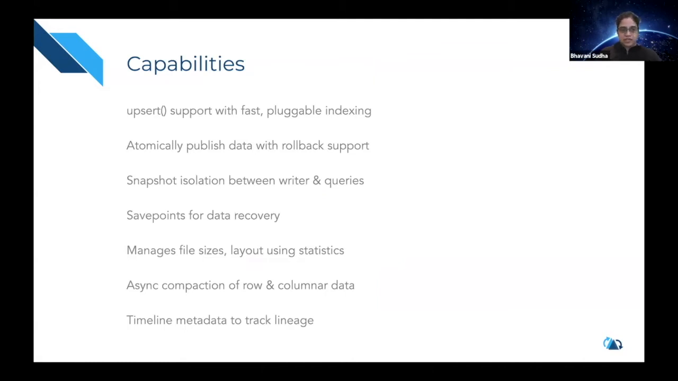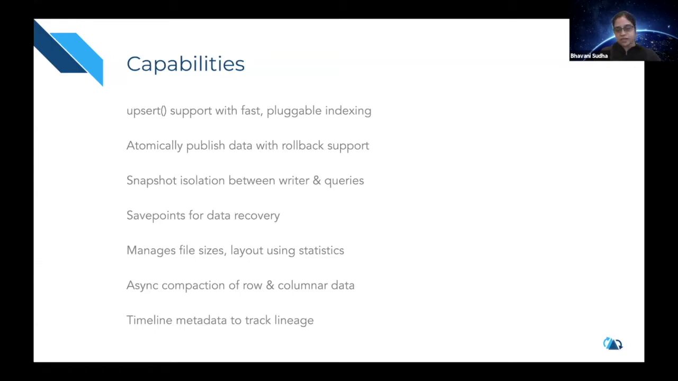Hudi supports upserts like we discussed previously, but to make it faster, we use indexing schemes, and these indexes are pluggable. Like with any other production environment, writes can always fail. To handle that, Hudi allows you to publish writes atomically, and in case of failure, it provides ways to roll back as well. To tackle concurrency, Hudi provides snapshot isolation between readers and writers, where a writer would be an ingestion job and a reader would be query engines like Presto, Spark, Hive, or Impala, etc.